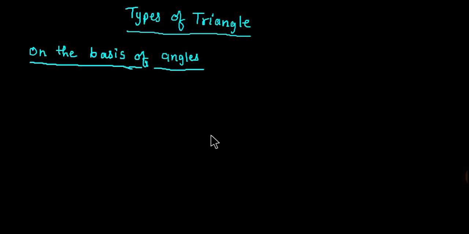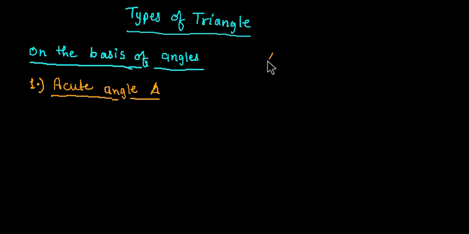Now we are going to discuss the types of triangles on the basis of angles. The first one is the acute angle triangle. So we all know what an acute angle is. An angle which is less than 90 degrees is known as an acute angle.